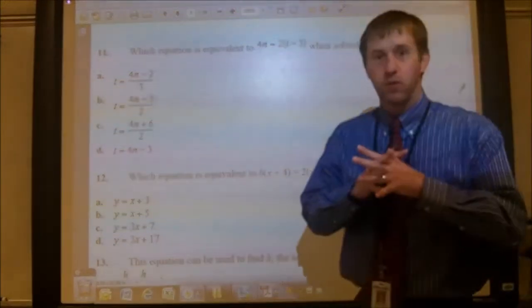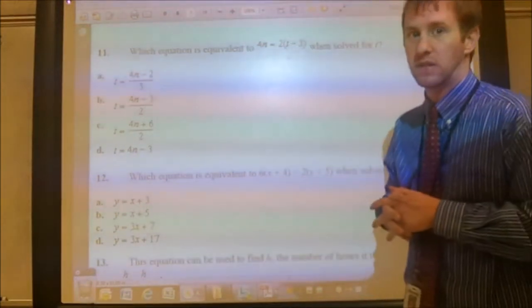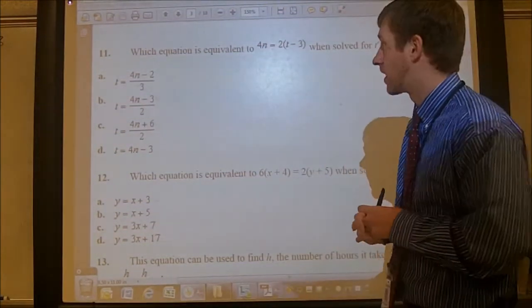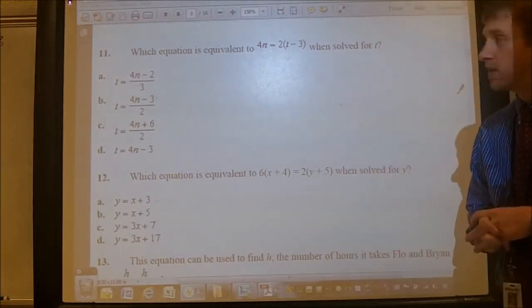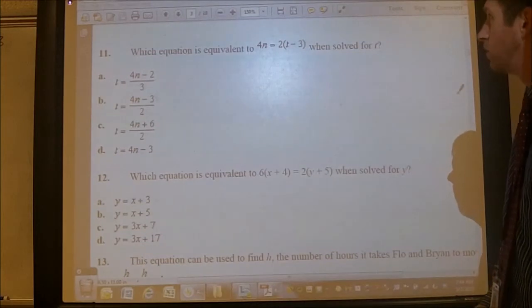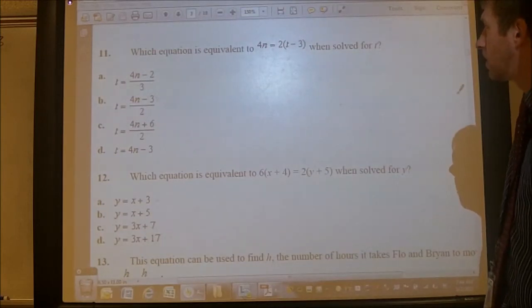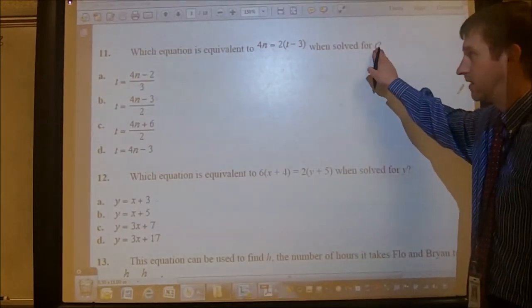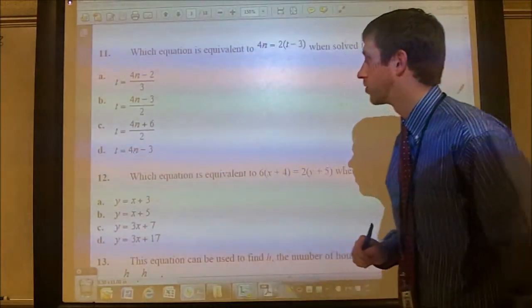Alright, we're continuing through the questions from the EOCT study guide. We're going to look at questions 11 through 20 in this section here. So, number 11 says, which equation is equivalent to 4n equals 2 parentheses t minus 3 when solved for t? Again, when it says solve for t, that means they want to get t by itself. You can kind of notice that from our answer choices here.